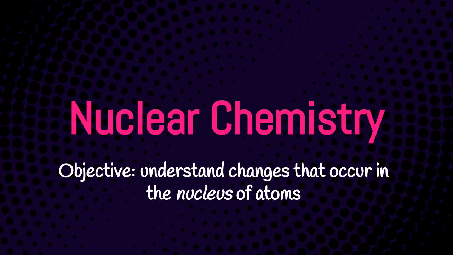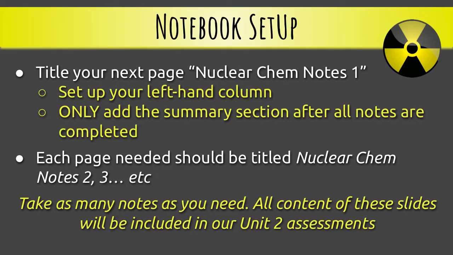So, nuclear chemistry, we're looking at our nucleus, and we're getting a little review of our atomic structure to really understand what that means. So first, you're setting up your notebook. You want to title these pages Nuclear Chem Notes 1, 2, 3, etc., and make sure that you have your left-hand column set up to add your titles, etc. later on. And then you only need a summary section at the very last page.